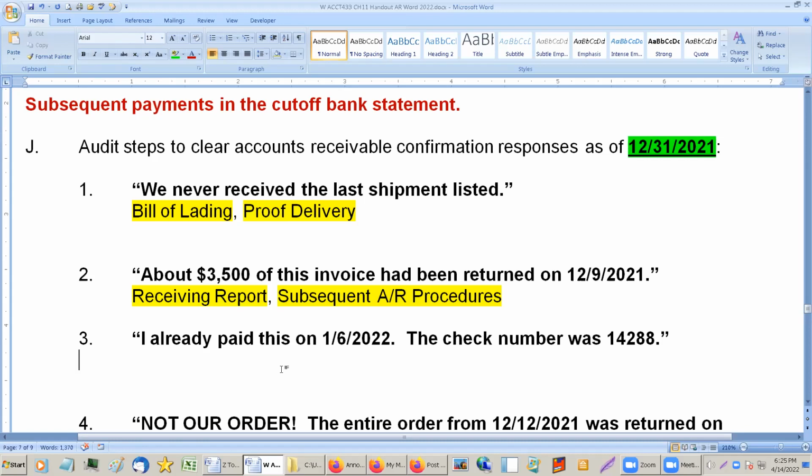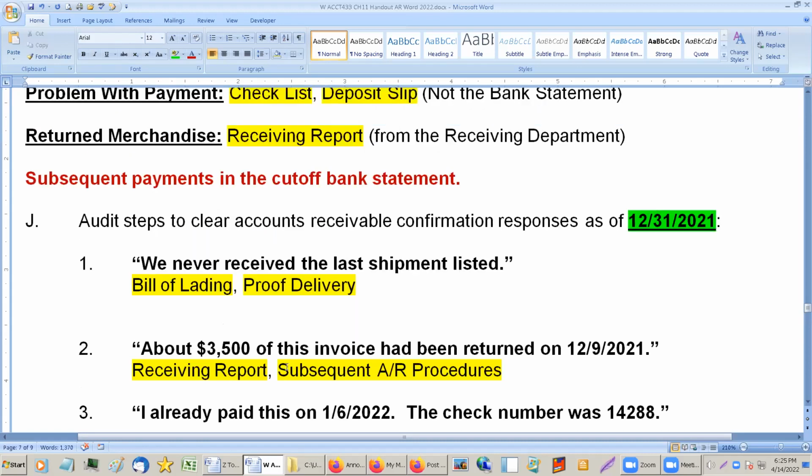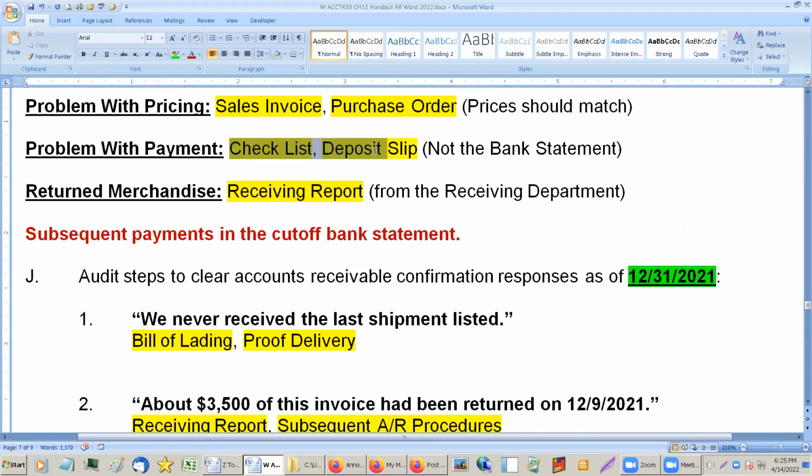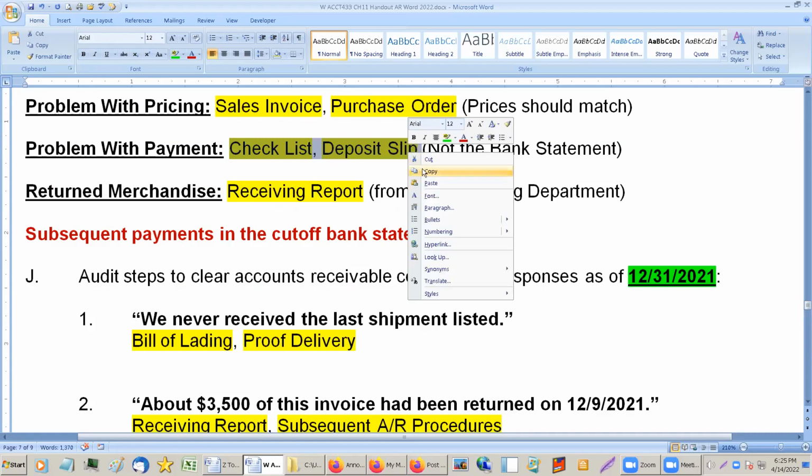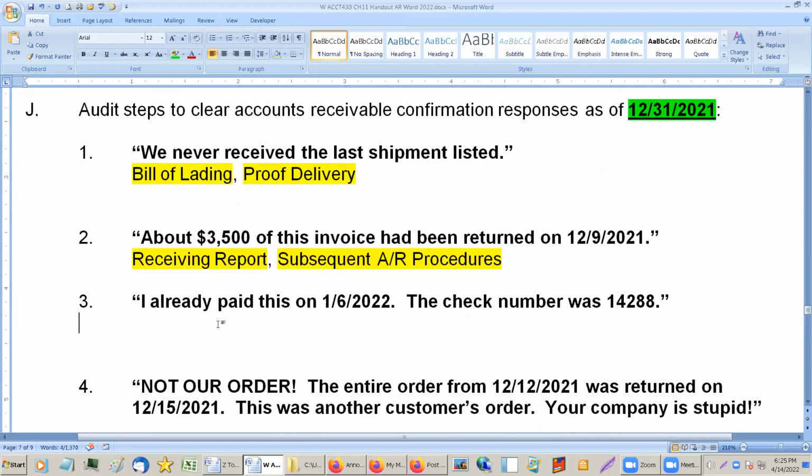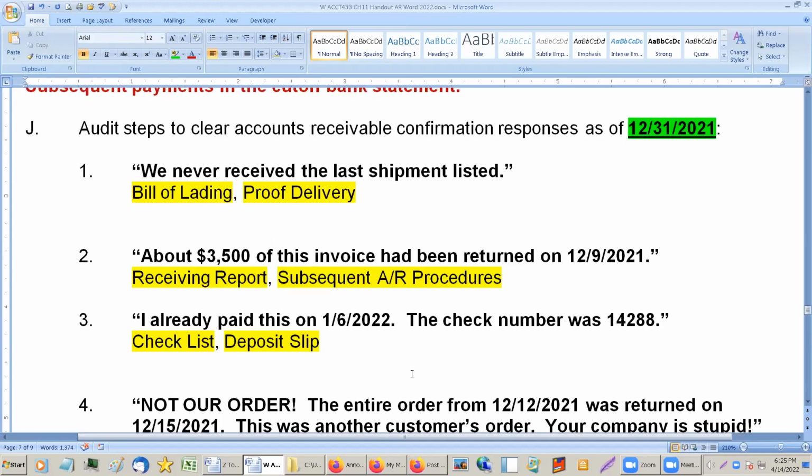Wouldn't that be a checklist or a deposit slip? Yeah, it would be, but you can also look at it another way too. Certainly you can check and see that it was sent. But this is sort of a verification that it was a valid accounts receivable on 12/31. This is one of those weird ones where they say, hey, I already paid this.